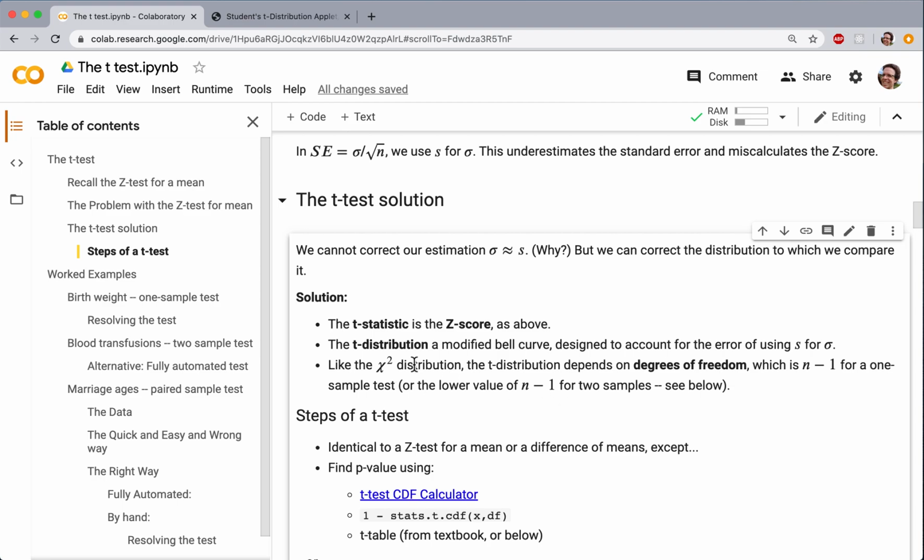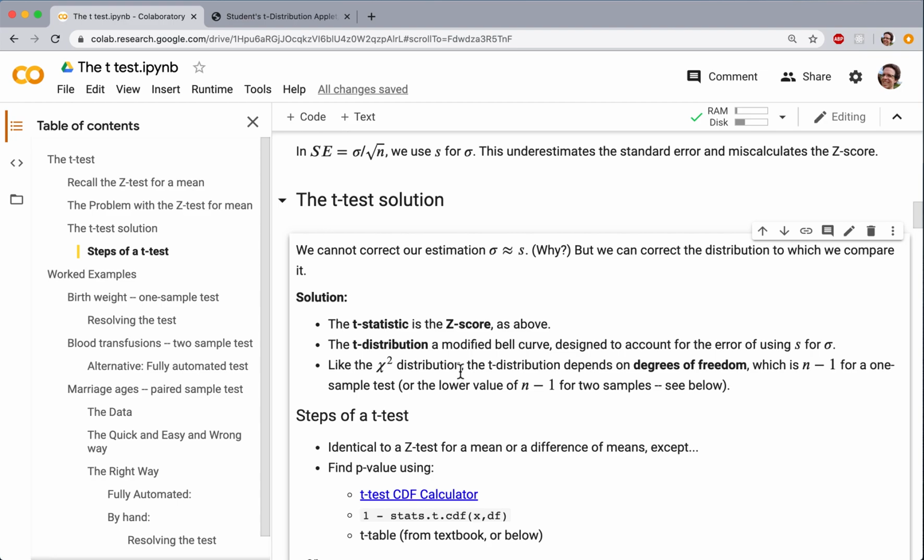So the idea here is to introduce a new distribution. And then instead of comparing the z-score to the standard normal distribution, we're going to compare it to this t-distribution, which is a modified bell curve. Like the chi-squared distribution, the t-distribution depends on a degrees of freedom variable. But unlike the chi-squared distribution, it depends on the sample size alone.